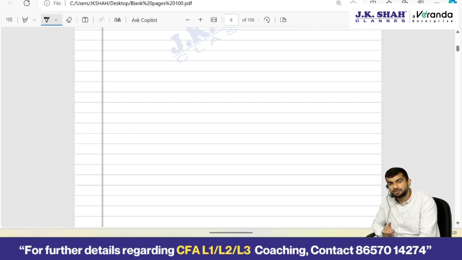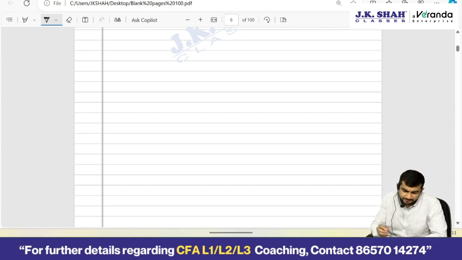Just remember that concept of BPV, basis point value. Basis point value as a concept is useful when you want to calculate the gain or loss on interest rate futures. So basis point value essentially means what? For 1 basis point movement in interest rates, how much is the gain or loss?